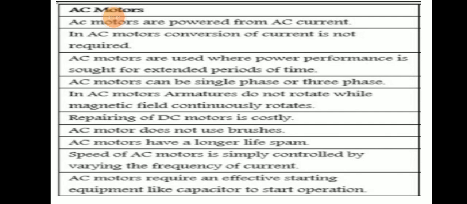Then the speed of an AC motor can be simply controlled by varying the frequency of current. And an AC motor requires static equipment like a capacitor to start operation, to reduce the reactive flow of current, apparent power and reactive power, like we studied. To reduce the reactive power, we need a capacitor.